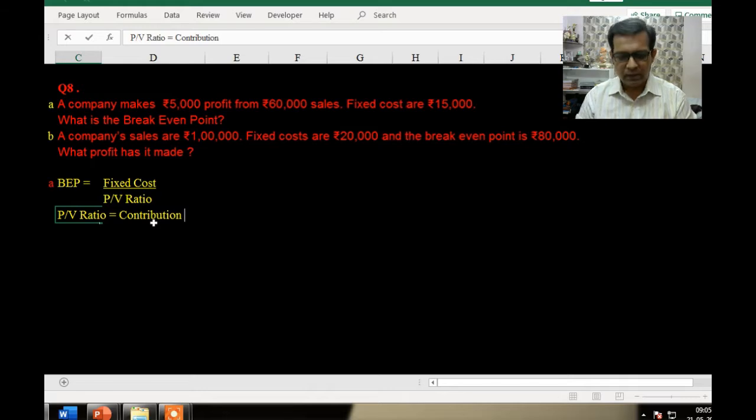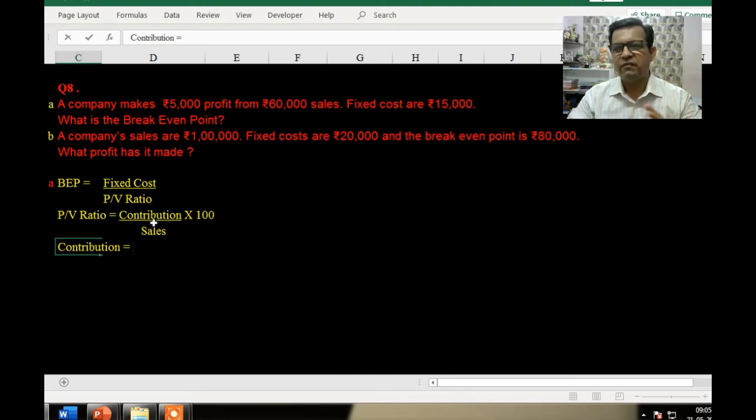And then that is to be divided by sales, also called as net sales, and multiplied by 100. Okay, so contribution will have to be multiplied by 100. Now let's look at this. Do we have any information about contribution in the question? No information about contribution. So let's calculate this.